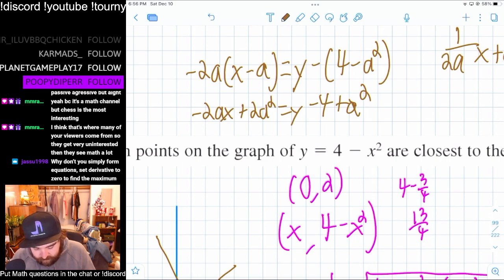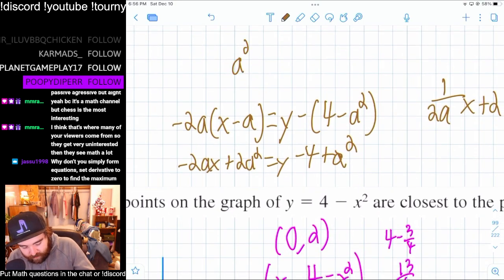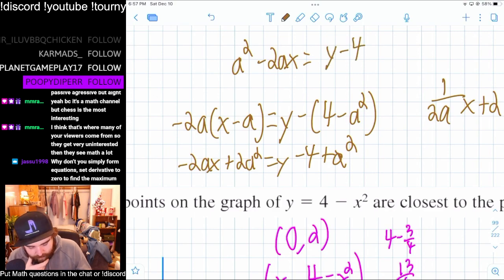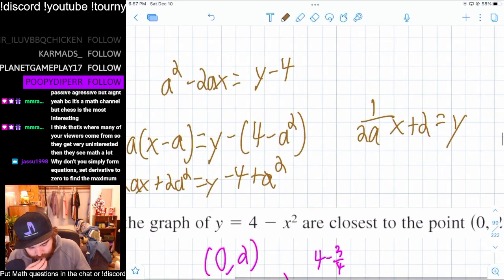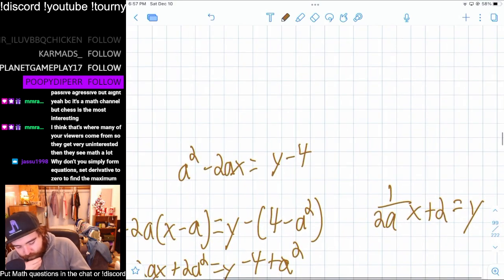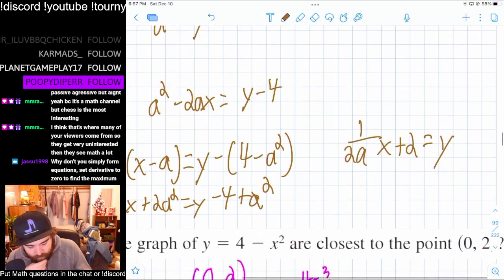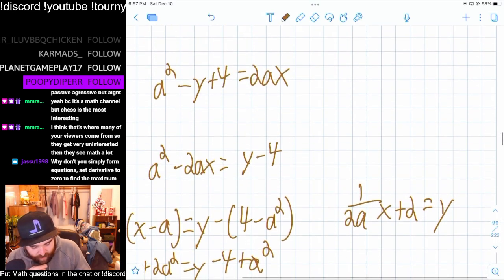So I can at least get an a squared by itself and say that a squared... Oh, no, I can't though, because there's still an ax. But I could go a squared minus 2ax is y minus 4. So that would be my a squared minus y plus 4 equals 2ax. And so that's how I'd put that in there.